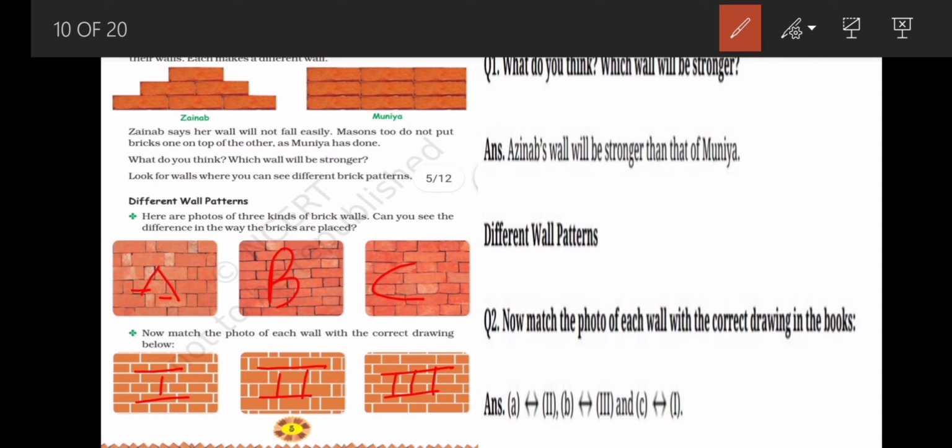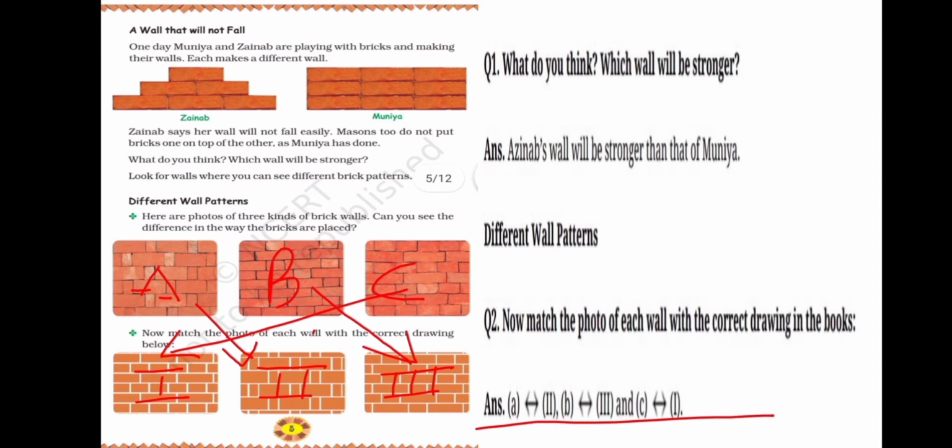Then how can we match? We can see easily that A is matched with second, B is matched with third one and C is matched with first one. So here is the answer. A matched with second, B matched with third and C matched with first.